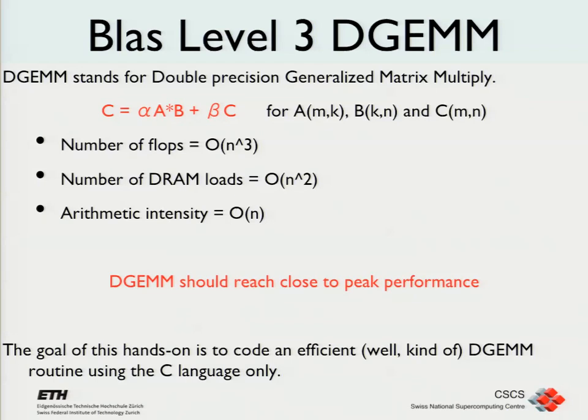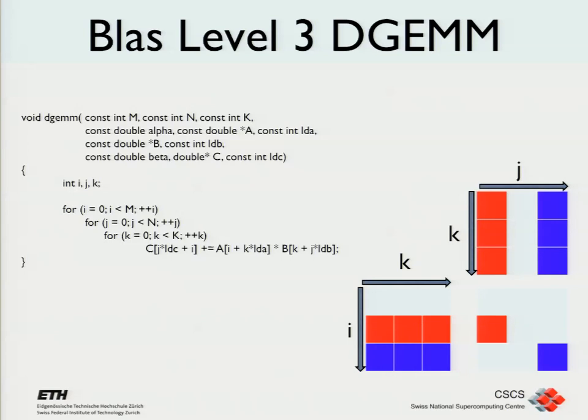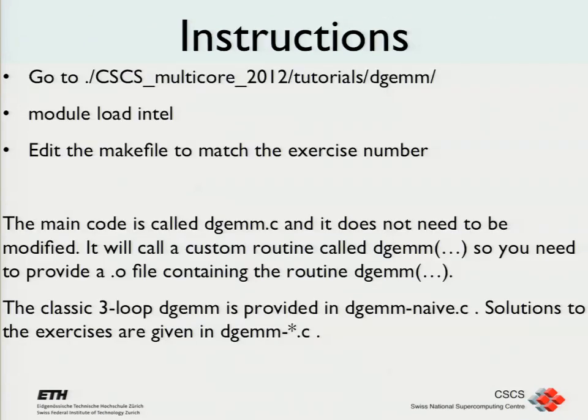So the goal of this hands-on is to start from a very simple implementation of DGEMM and apply the techniques we talked about, like blocking, unrolling, and everything, and see the performance increase all along. So this is the basic implementation of DGEMM, and we are going to modify this code in order to increase the performance. You'll have the codes in this directory.